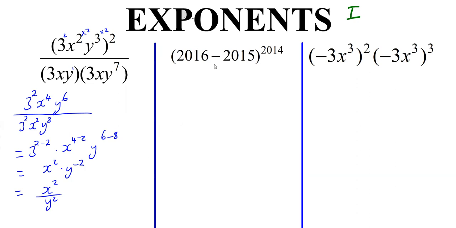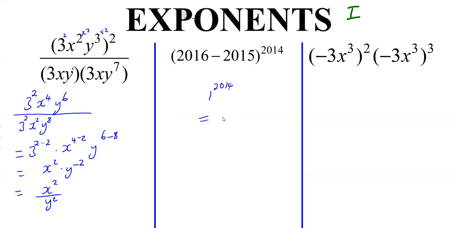Okay. Now, let's move on here and see what we can do. We have got 2 to the power of, what is it, 2016 minus 2015 to the power of 2014. What do we do with this one here? We can solve what's inside the bracket. So 2016 minus 2015 is going to give us 1, and that is to the power of 2014.